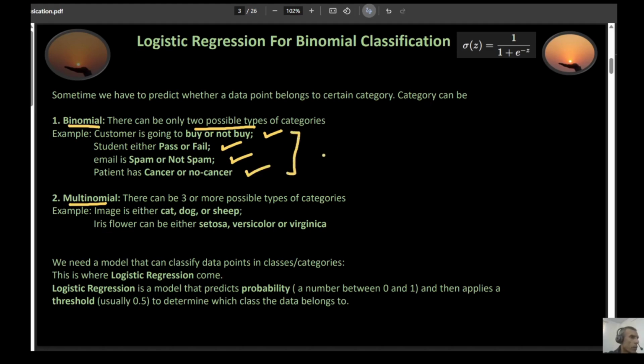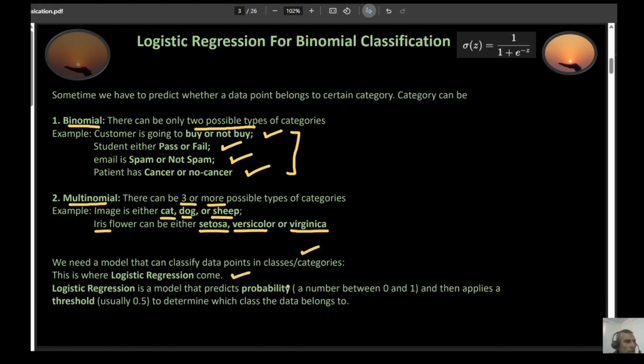So this is binomial. A multinomial, on the other hand, can have three or more possible types of category. For example, if you give an image, it can be of a cat, dog, or a sheep. The Iris data set is a famous data set. In this case, your flower can be setosa, versicolor, or virginica. So we need a model that can classify points based on your data and can classify what category it falls under. This is where logistic regression comes in.